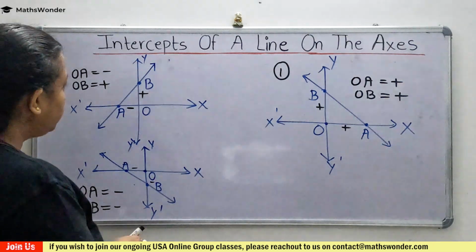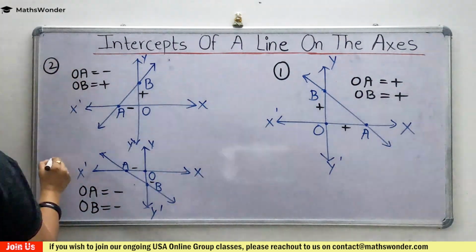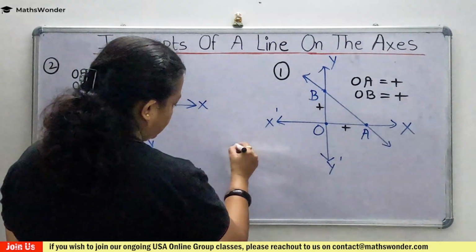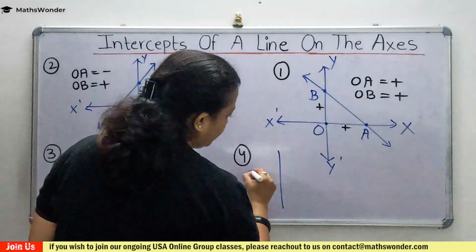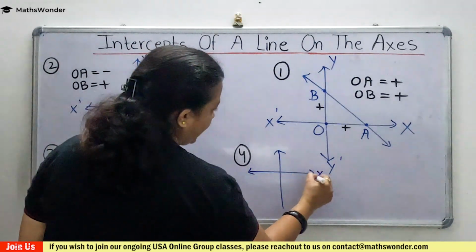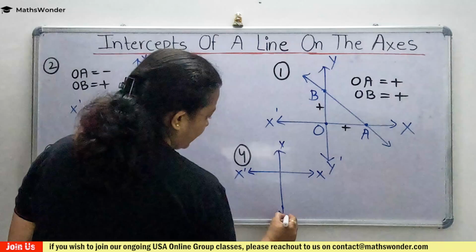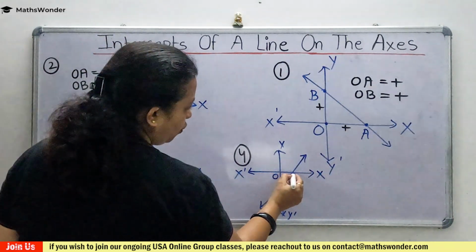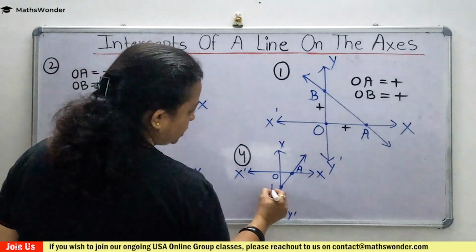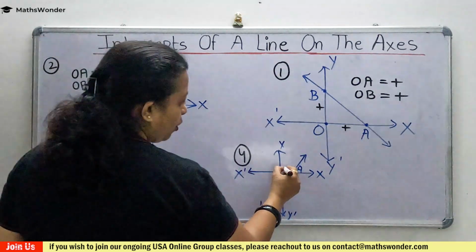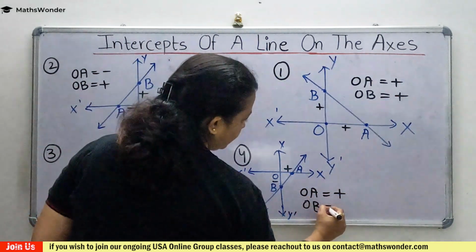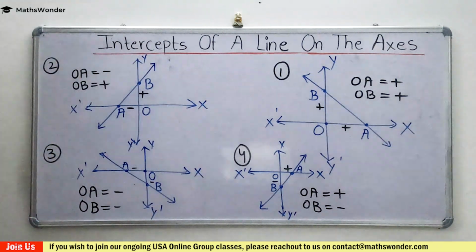Now understood? Now the 4th diagram. This was the second, third. Now the 4th diagram will be like this: X dash, Y and Y dash. Here if OA and OB intersect this part, here is your OA, here is your OB. Means OA is positive but OB is negative. These four cases will arise.